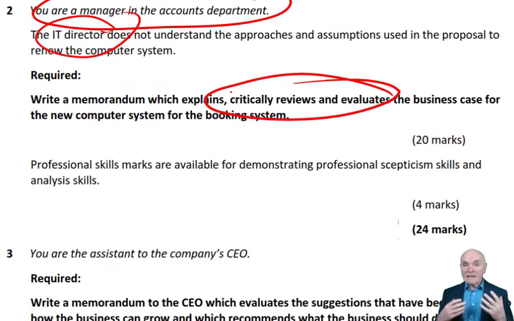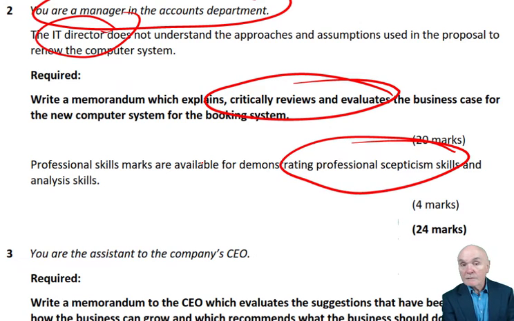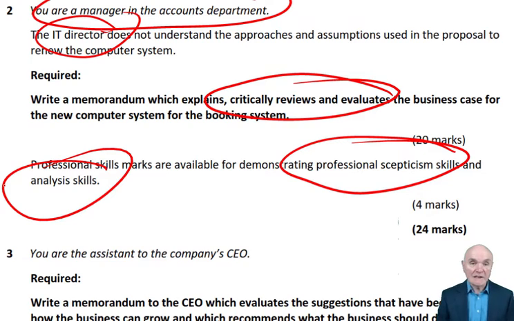And you have to explain maybe why it's wrong, what other information you need, where we need to have great care, and so on. And of course, we have got in here professional skepticism skills and analysis skills. Analysis skills, for example, what other sort of information would we need? Maybe how else could we go about producing a decent business case?